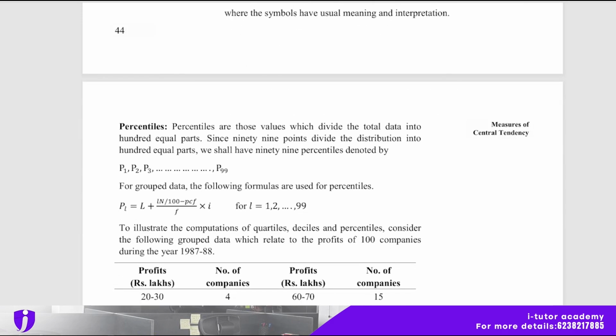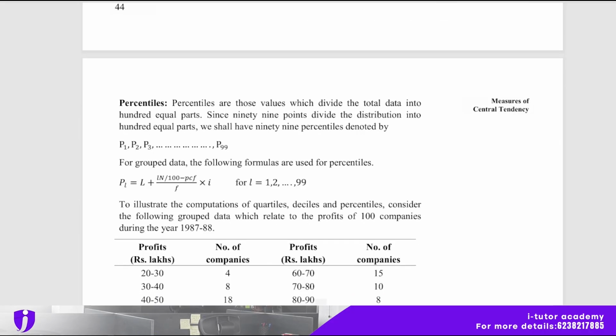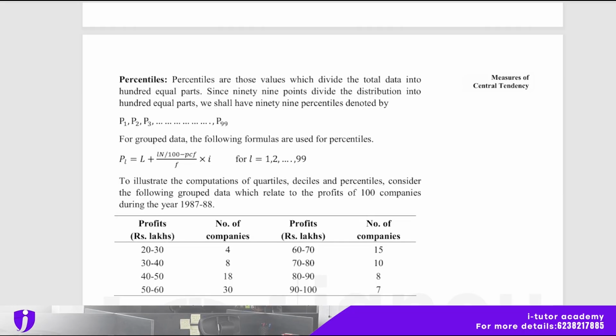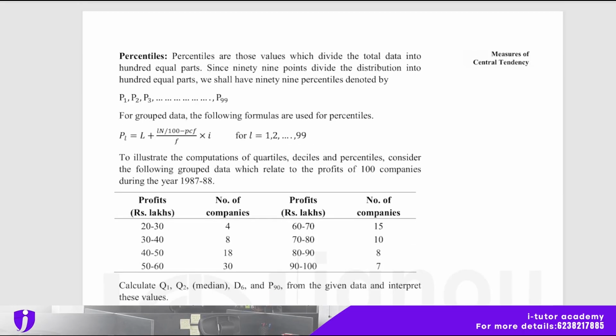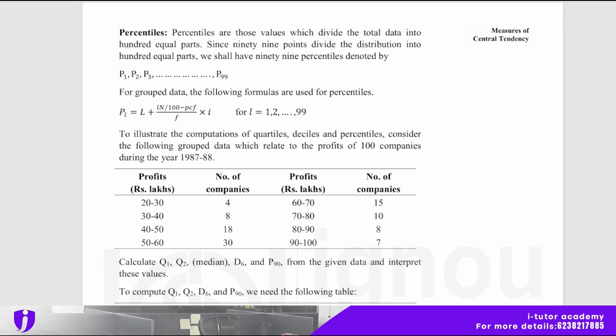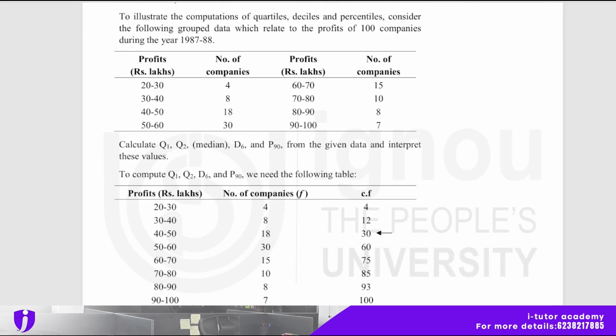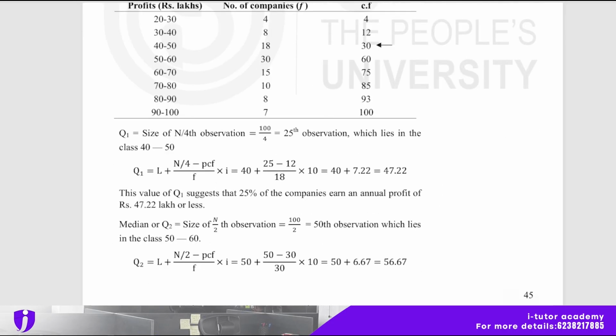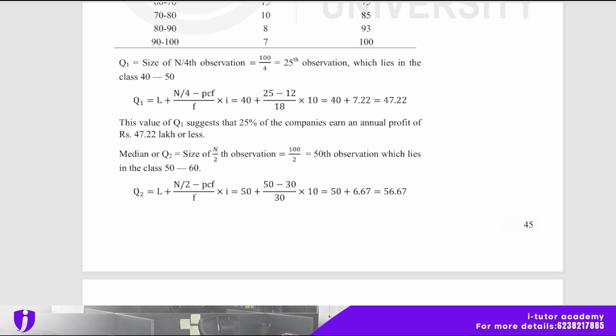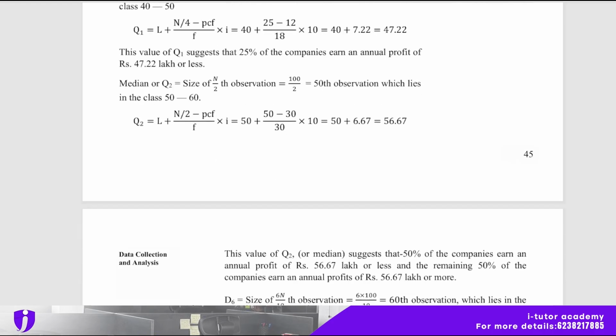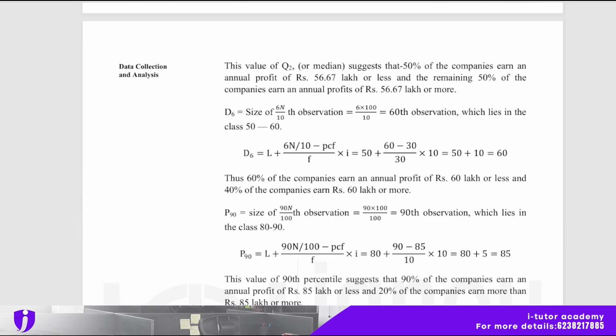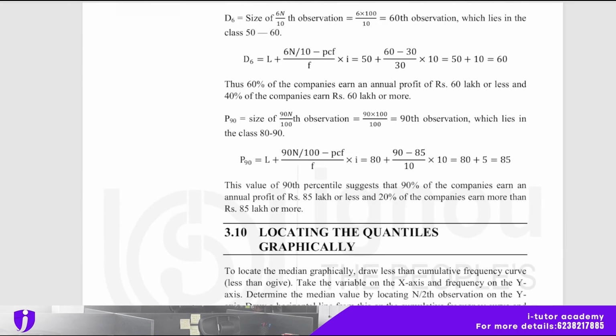Percentiles are those values which divide the total data into 100 equal parts. Since 99 points divide the distribution into 100 equal parts, we shall have 99 percentiles denoted by P1, P2, P3, etc. And here is the illustration also. You just try to do it from your study material, IGNOU MBA journey MMPC 005. And in between, if you have any doubt, you can contact us also.